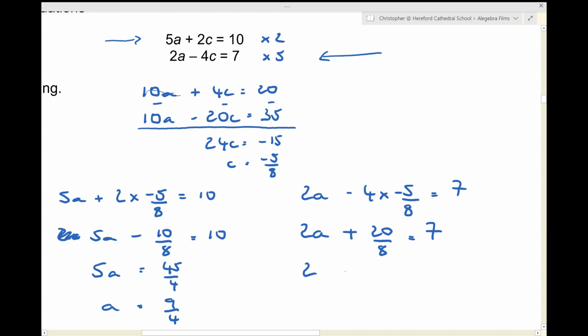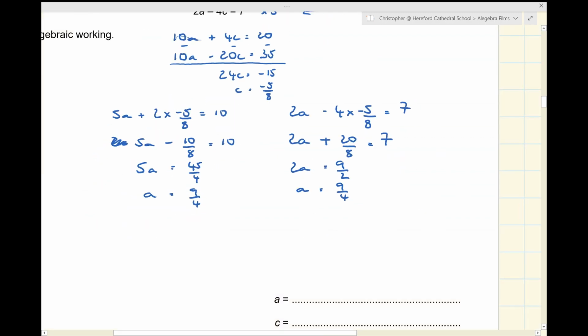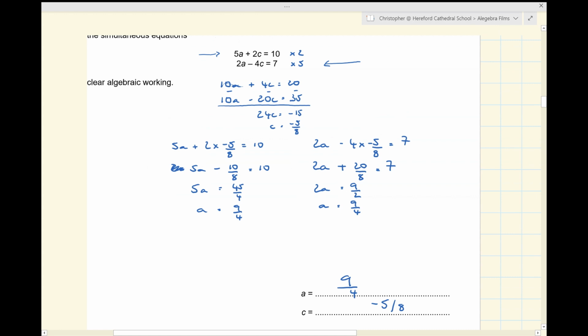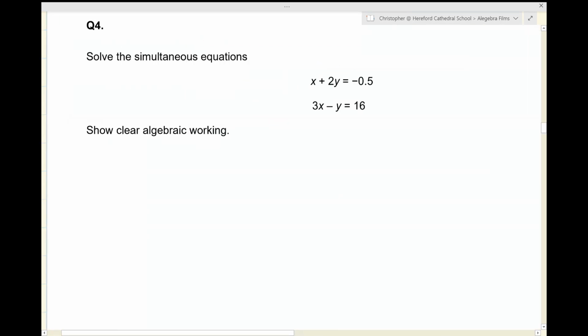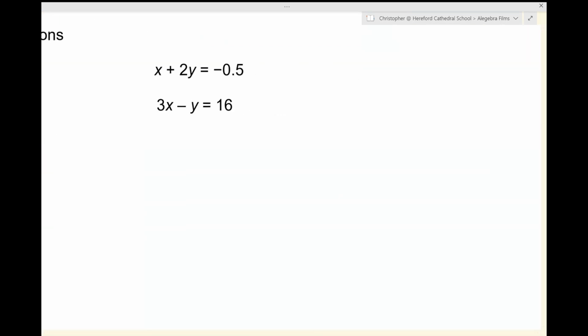Use your calculator to do 7 minus 28, and you get 2a equals 9 over 2. Divide by 2, and a will be 9 over 4, just as it was before. So now you can write down your solutions. A is 9 over 4, and C is minus 5/8. That's question 3 now. Question 4, I've got the x's equal and then subtract.